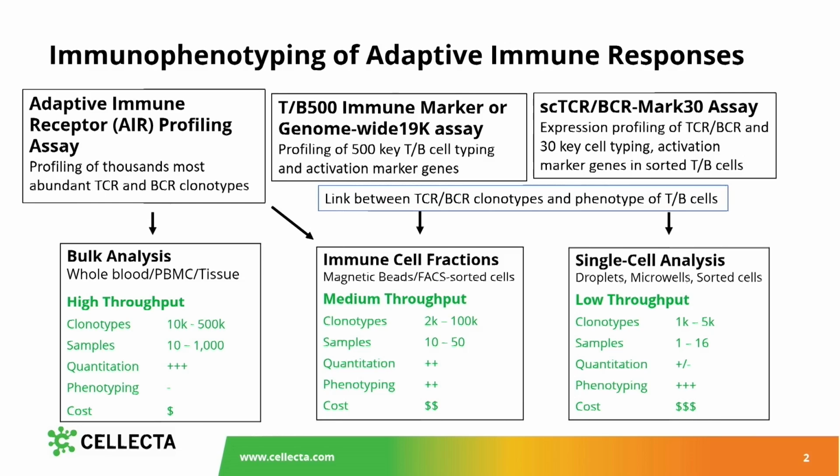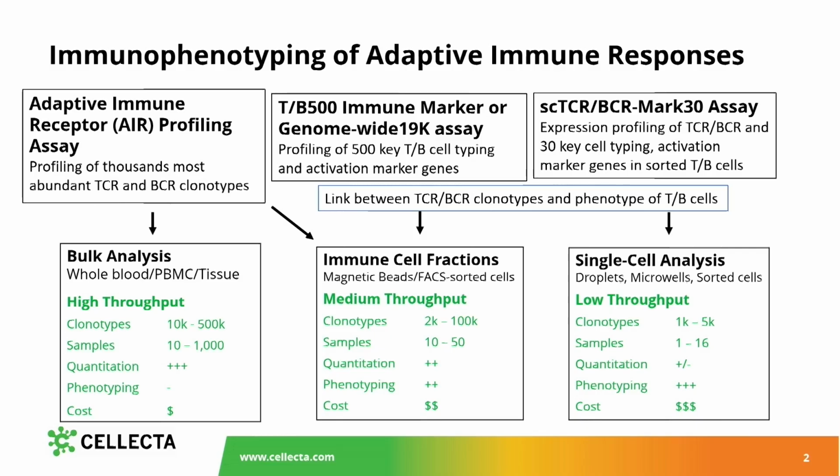repertoire profiling assay, profiling of the genes in genome-wide scale, or for any focused set of the genes, like shown here in the middle. So it's the so-called DriverMap assay, and profiling in the sorted T or B cells in the 96 well plates. All these technologies can be used for bulk profiling, for immune cell fraction analysis, or profiling in the individual for single cell analysis.